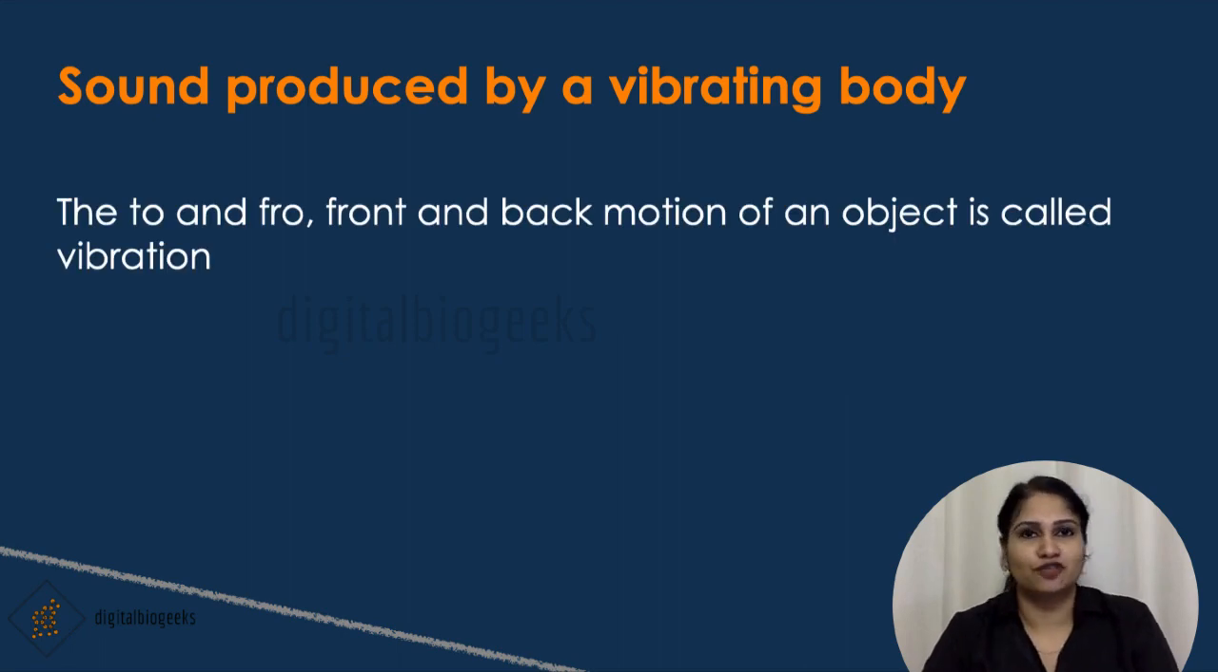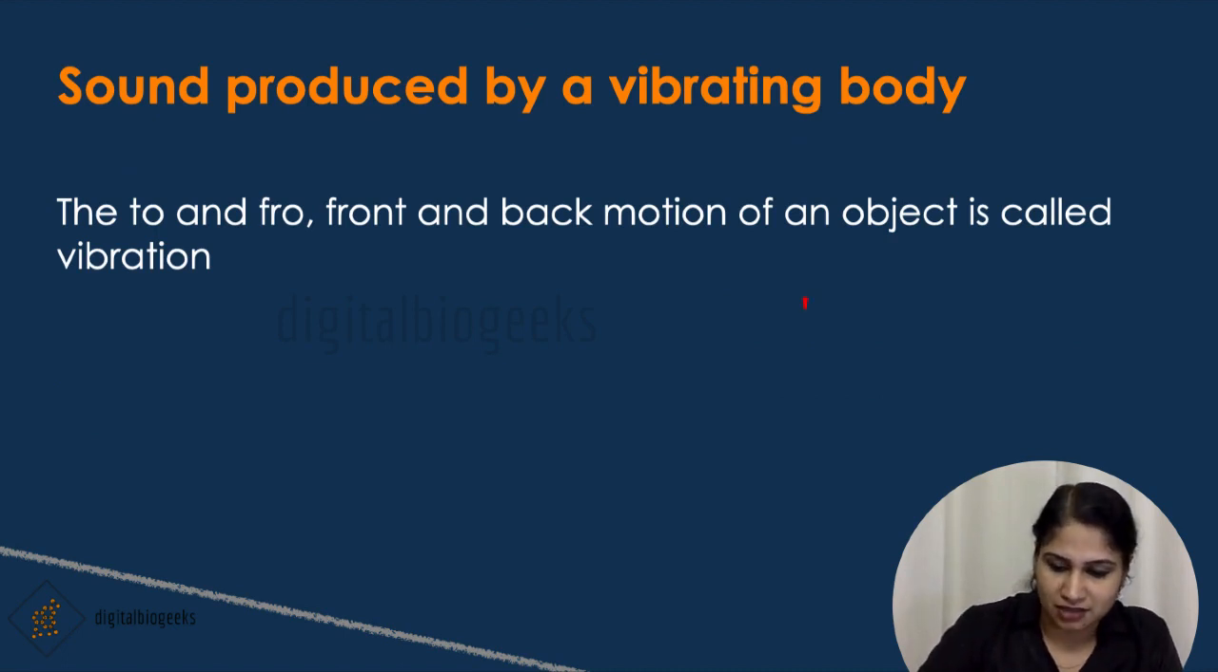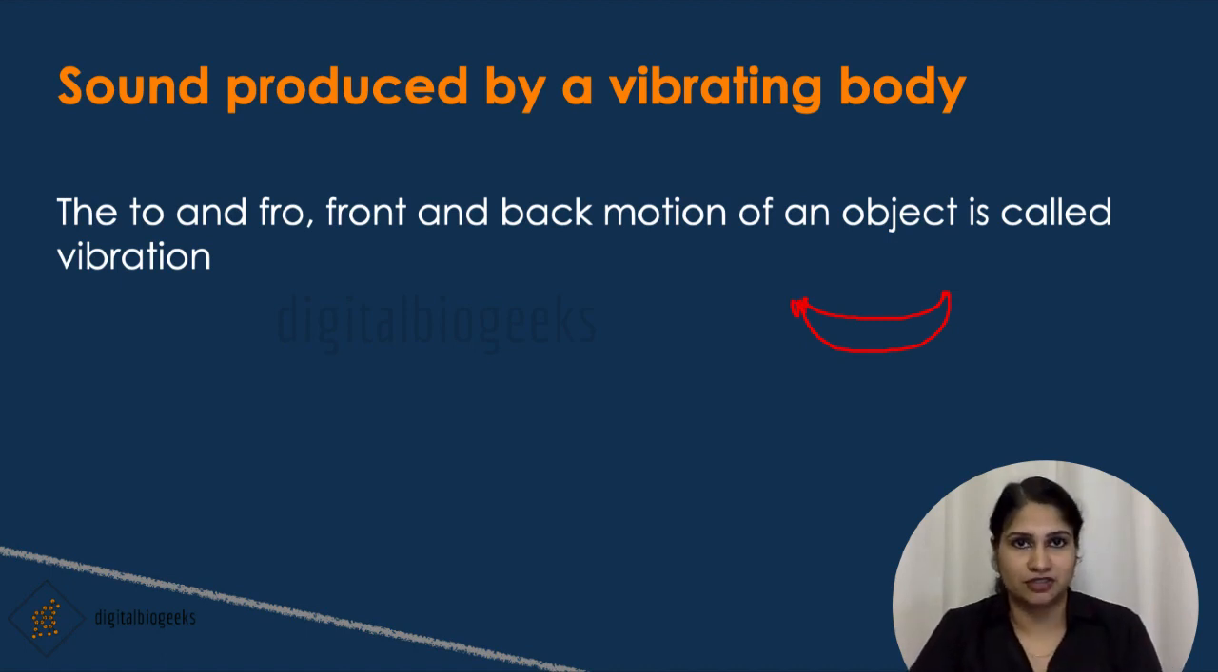The to and fro or front and back motion of an object is called vibration. That means if an object starts from here, goes till here and comes back to its original position, this is one vibration. Sound is produced due to the vibration of an object. Let's learn it through an experiment.